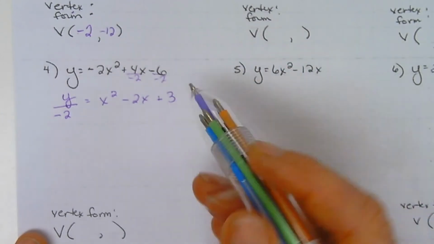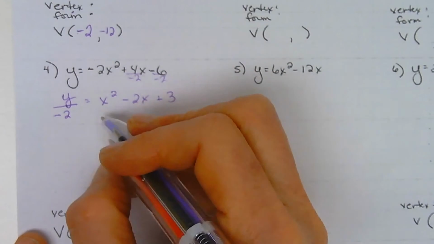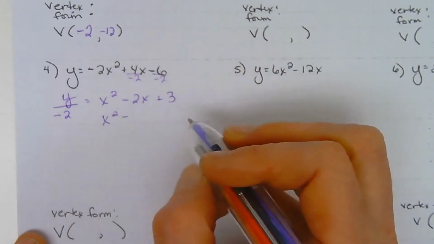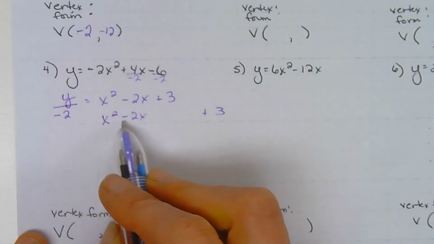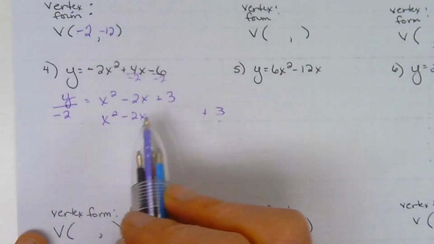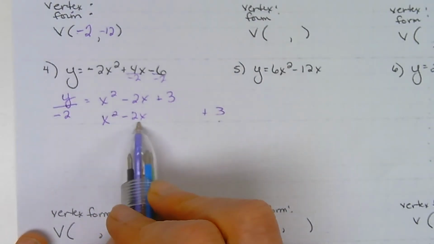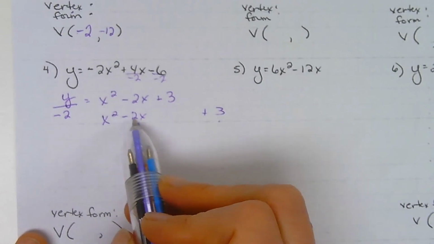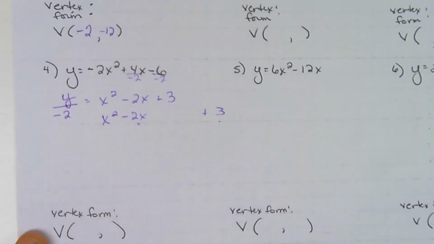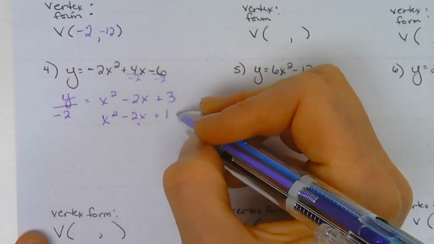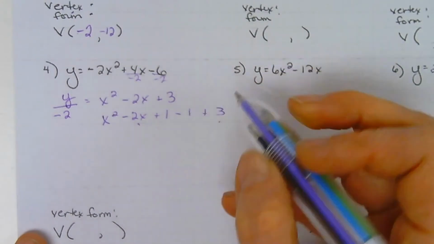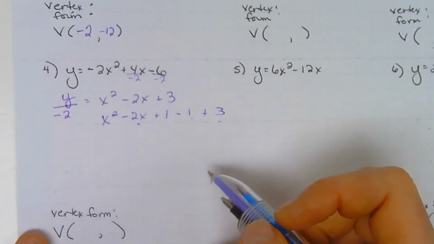Okay, now we can complete the square. x squared minus 2x, with the plus 3 all the way over here. Half of 2 is 1. Even if you say half of negative 2, it doesn't matter if you take that negative. Half of negative 2 is negative 1. Negative 1 squared is 1. You're always going to be adding a positive number there, but then subtracting it to compensate.